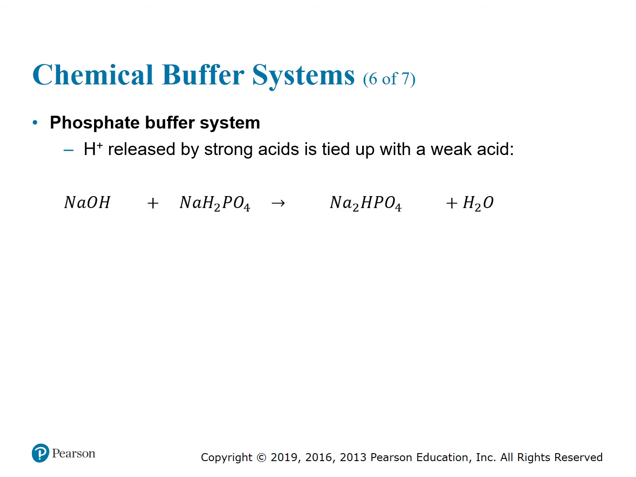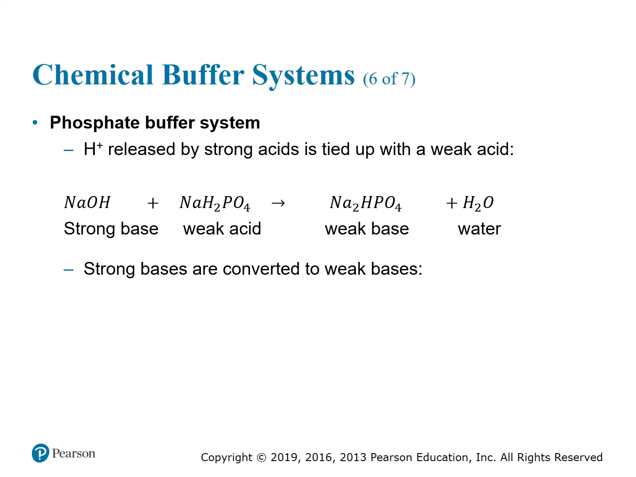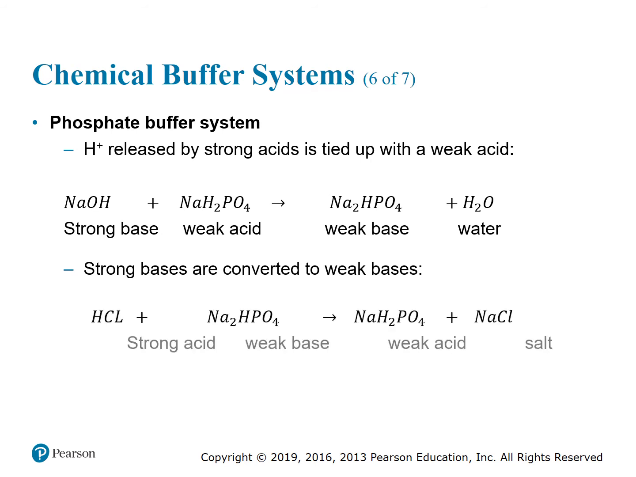So in the phosphate buffer system, hydrogen that's released by strong acids gets tied up with a weak acid. So it'll basically be converted to a weak base. Strong bases also get converted to weak bases. So the thing that I want you to see here is HCl at the bottom, and I'm sorry, it looks like the order's screwed up on this slide again. So HCl at the bottom, which is a strong acid, can be converted to a weak acid by a weak base.